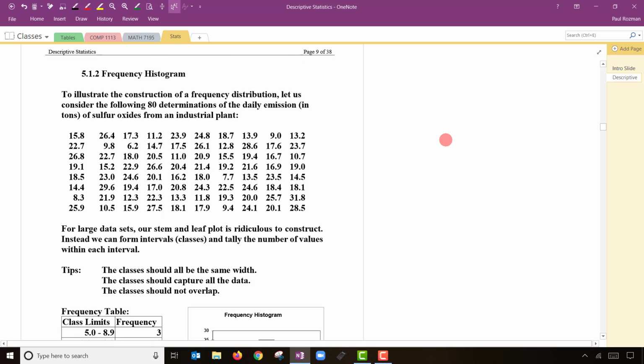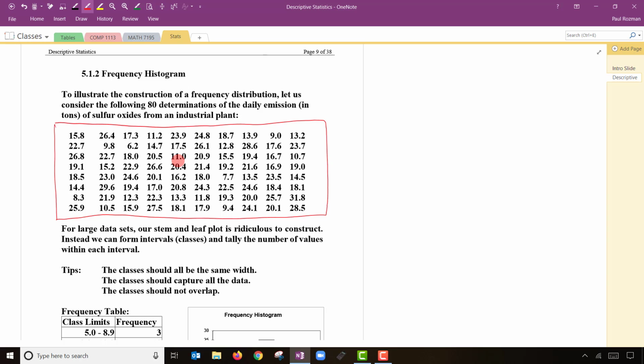An improvement on the stem and leaf plot is the frequency histogram. I have some data here. I have 80 values in no particular order. They are emissions from an industrial plant. So this is sulfur oxide emissions from some plant, in tons, on 80 different randomly selected days. One day emissions were 15.8 tons. Some other day they were 21.6 tons.